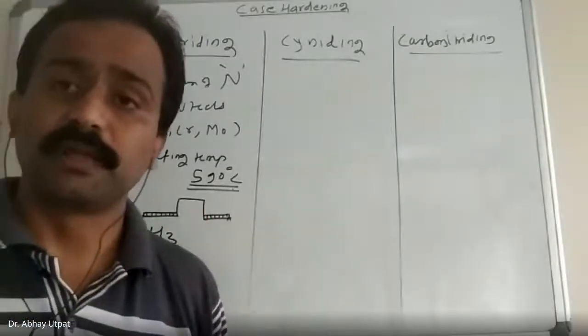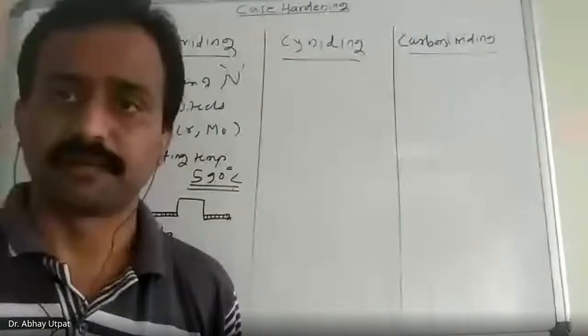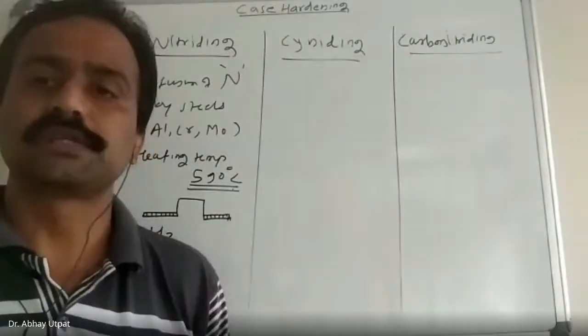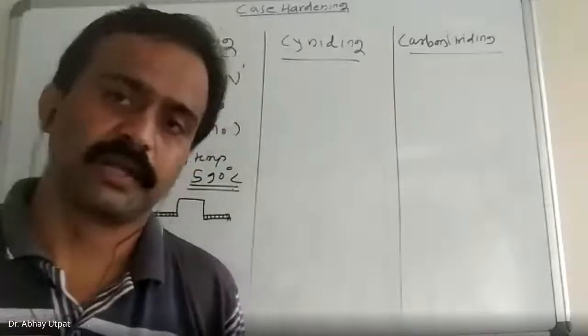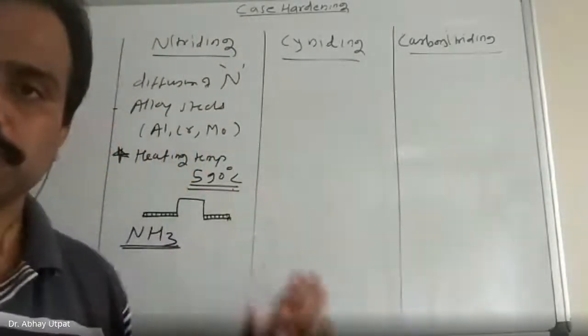These iron nitride layers are a little white in color and brittle. So at the end of the process, a little polishing will be carried out so that the white layer of iron nitride is removed to avoid cracking. So this is all about the nitriding process.